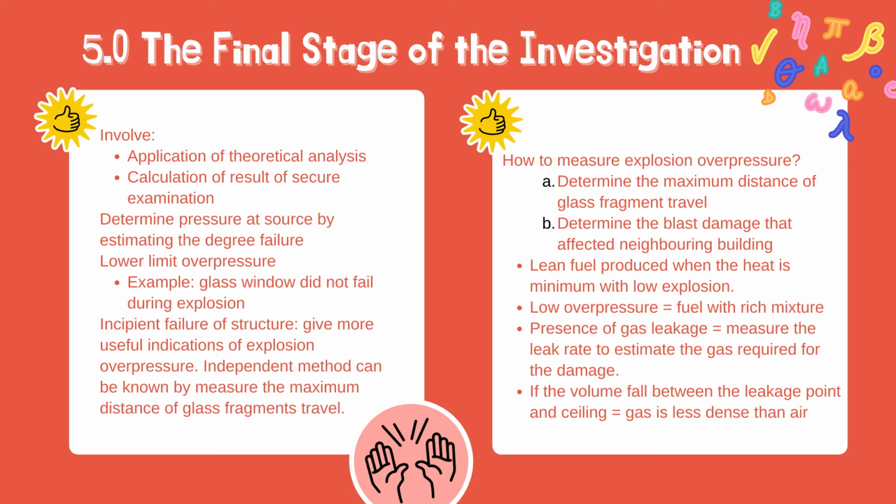How to measure explosion overpressure? By determining the maximum distance of glass fragment travel, determine the blast damage caused to neighboring buildings. Lean fuel is produced when the heat is minimum at low heat. Low overpressure occurs with a fuel-rich mixture. If there is gas leakage, measure the leak rate and estimate the gas required for the damage. If the volume falls between the leakage point and the ceiling, thus the gas is less dense than air.